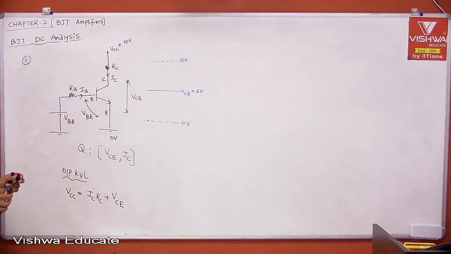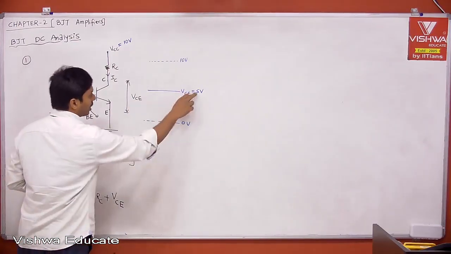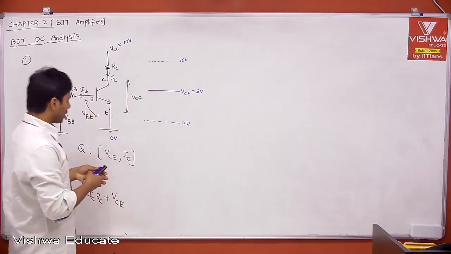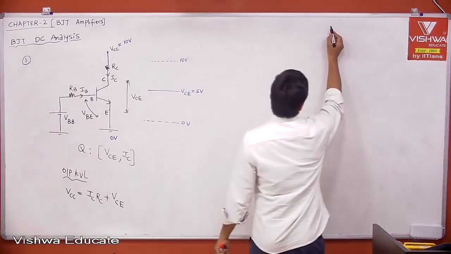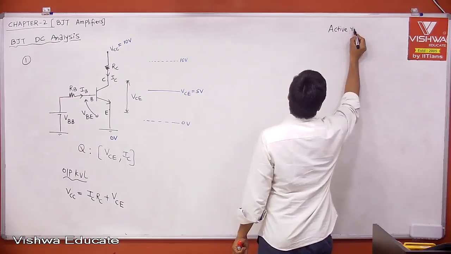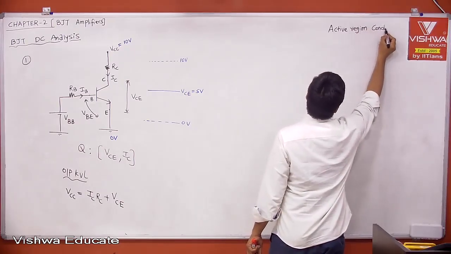This is what is your output KVL, right? Therefore, now tell me, I want VCE to be equal to 5 volt. This is what is my required. Remember, you can keep anywhere, provided, because what is the reason for the active region? The reason for the requirement: active region conditions.